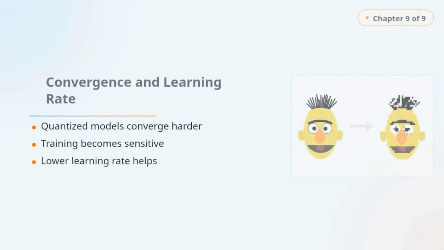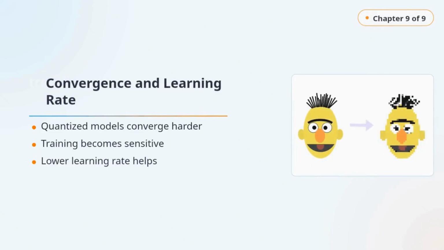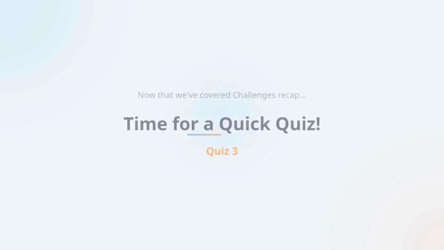Another challenge is convergence. Quantized weights can make the model harder to train properly, and optimization becomes more sensitive. To get better performance, a lower learning rate is often recommended. So while quantization helps deployment, it can make training more delicate. Now that we've covered challenges, let's recap and test what we've learned so far.